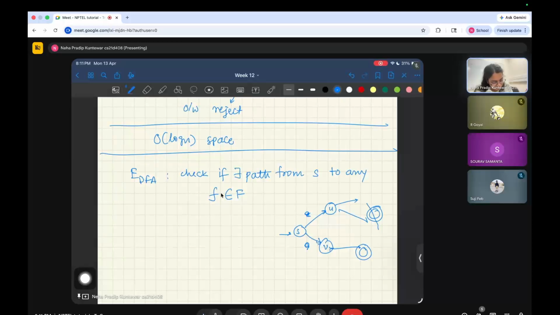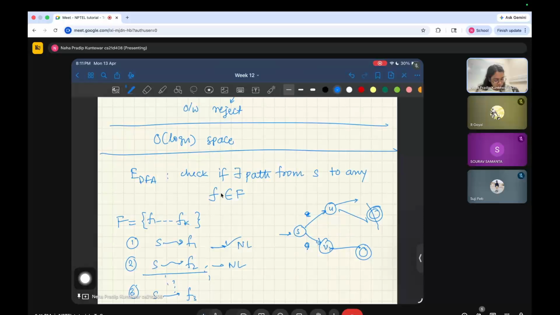So let's say F1 to Fk is the set of final states. What you do is first you check whether there is an S to F1 path. If there is, then you accept. Otherwise, you check if there is an S to F2 path and so on. This can be done in NL, and you can reuse the same space again. The second time you use that same space, this is in NL, and so on.